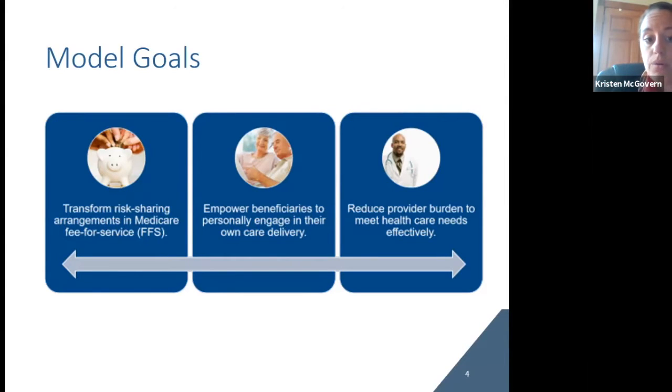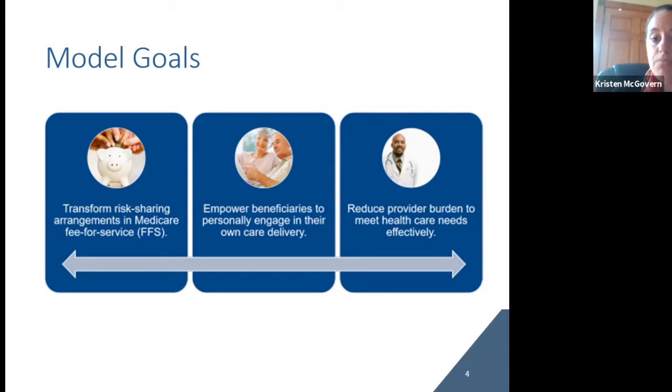A second goal of the program is to empower beneficiaries to personally engage in their own care delivery. You're fortunate to have Families USA and Community Catalyst here, who dedicate all of their time to thinking about these things from the consumer perspective, and they will talk about how aspects of the global and professional model do empower beneficiaries, or are expected to, throughout the course of the model.